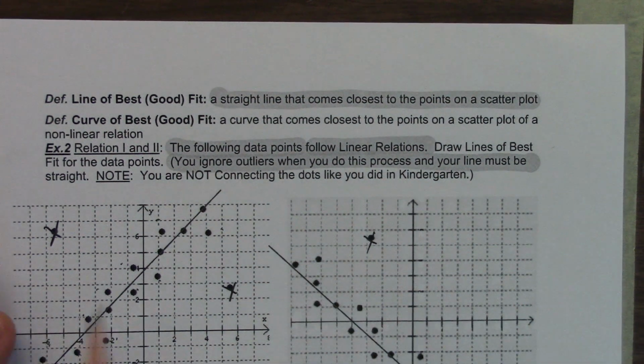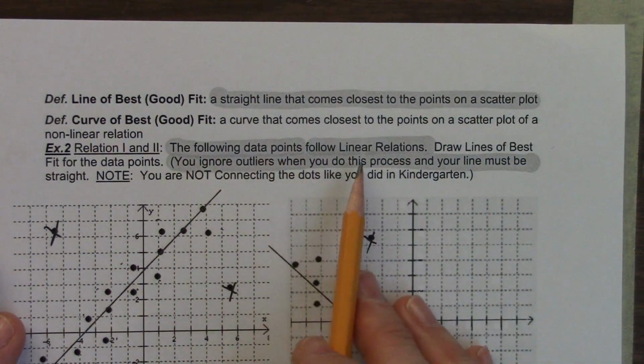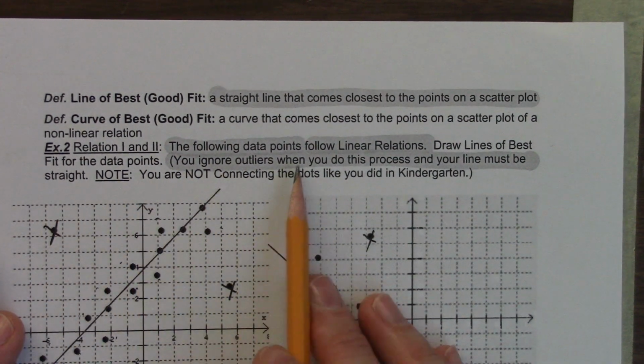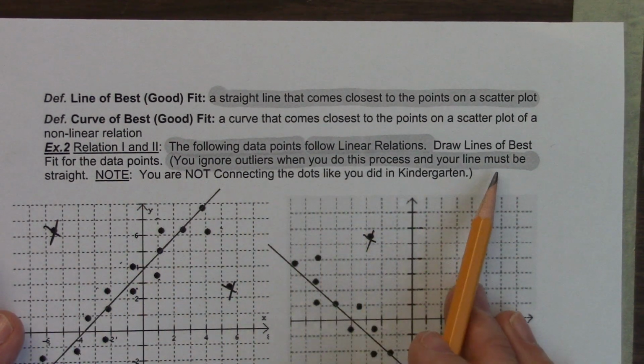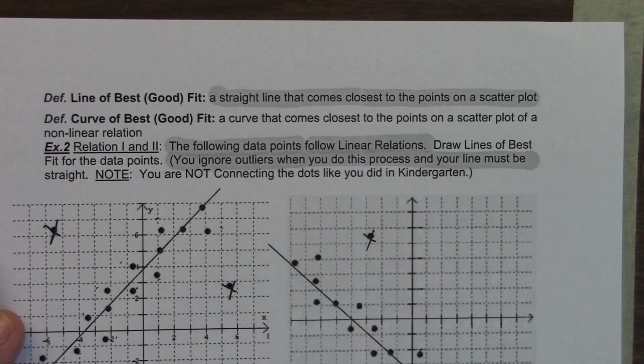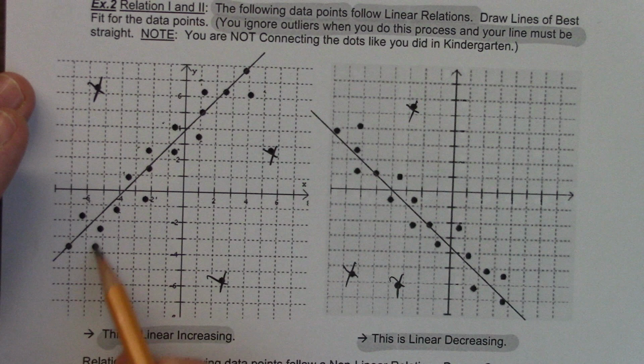Okay. Relation 1 and 2. The following data points follow linear relations. Draw lines of best fit for the data points. You ignore outliers when you do this process, and your line must be straight. Note, you are not connecting the dots like you did in kindergarten. So we're not connecting all these dots.